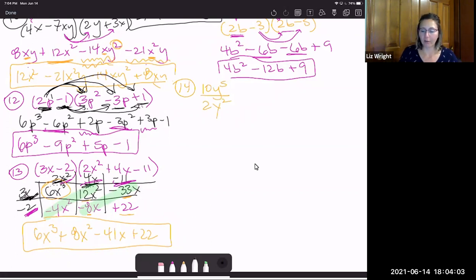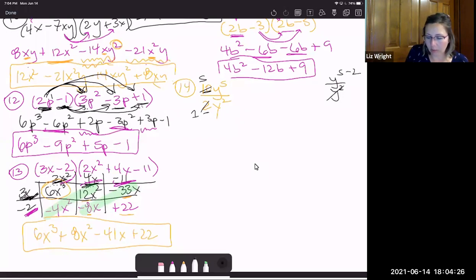So these, again, look at your numbers. How could we reduce these? A 10 over 2 would reduce to 5, right? Because 10 divided by 2 is 5. So I'm going to write, this is a 5, this is a 1. And then exponent rules. What do we do again when we've got y to the 5th over y squared? Hoping you remember that. We can subtract our exponents.